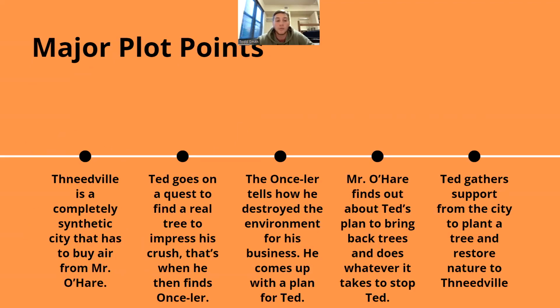Some major plot points in the movie. Thneedville is a completely synthetic city that has to buy air from Mr. O'Hare. Ted goes on a quest to find a real tree to impress his crush. That's when he finds the Onceler. The Onceler tells how he destroyed the environment for his business, but comes up with a plan for Ted. Mr. O'Hare finds out about Ted's plan to bring back trees and does whatever it takes to stop Ted. Ted gathers support from the city to plant a tree and restore nature to Thneedville.